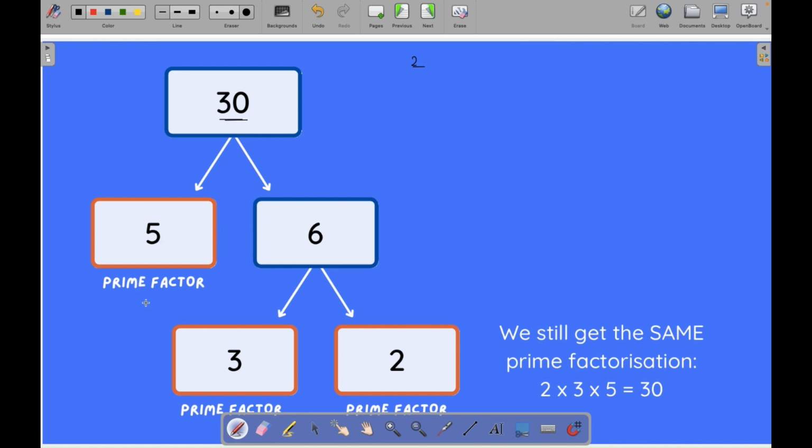So 5 is a prime factor. We don't have to extend any further branch. Then 6 is not a prime factor, so we'll extend it further. 2 threes are 6, right? 6 we can write as 2 times 3. Both are prime factors, right? So we'll get again the same thing, 2 times 3 times 5, which is 30. So no matter where we start, we'll get the same numbers as the factors.